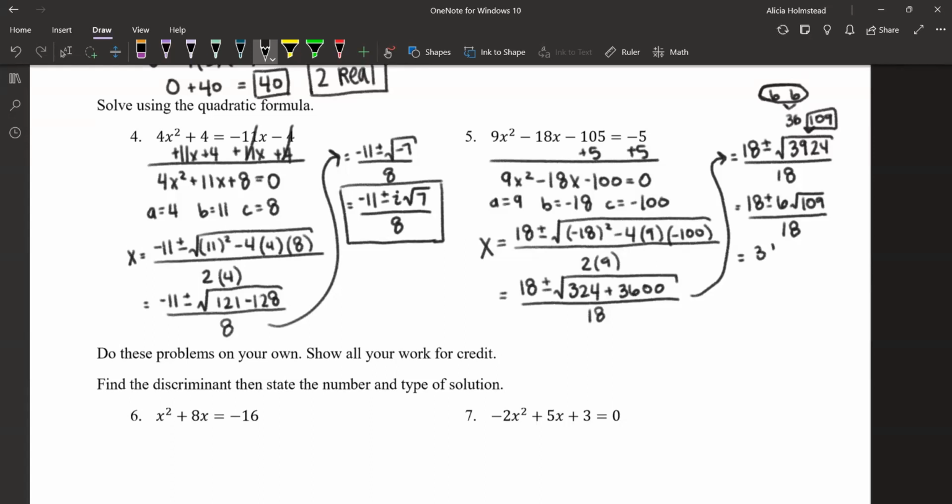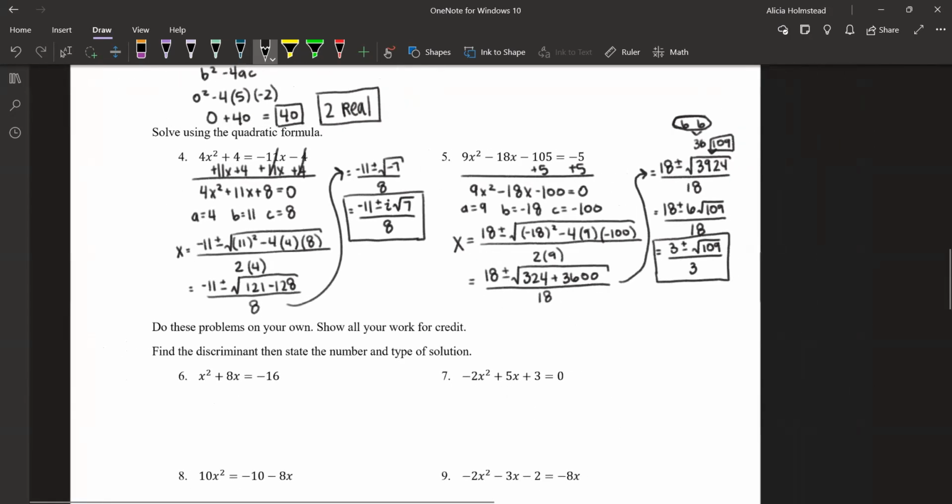18 divided by 6 is 3. 6 divided by 6 is 1, which we don't need to write, so we can just write the square root of 109. And then 18 divided by 6 is 3. Now that we've simplified all the way, we know that our solution to this quadratic equation is 3 plus or minus the square root of 109 over 3. So that's all the examples for this video.